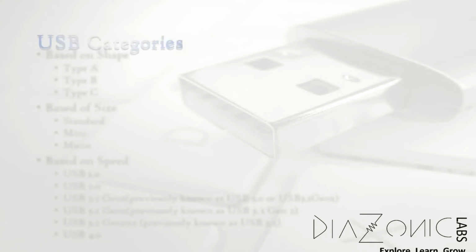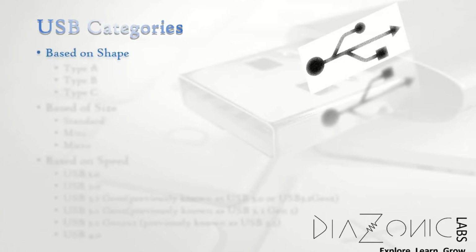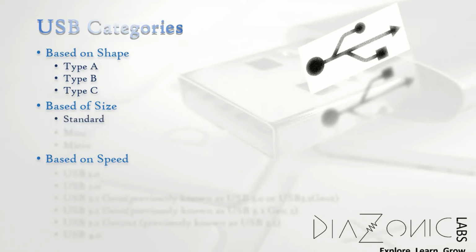We can classify the USB based on the shape, based on the size, and based on the speed. Based on shape, we can classify it into type A, type B, and type C. Based on size, it can be standard USB, a mini USB, or a micro USB.